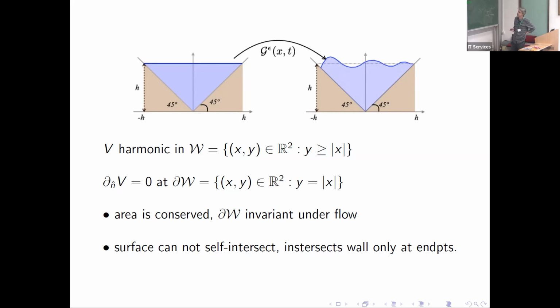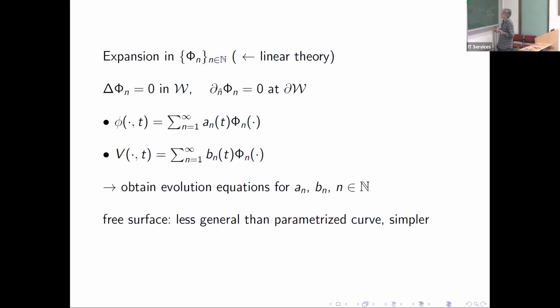Also, we can check, just by basic local existence theory of ODEs, that the surface cannot self-intersect and intersects the wall only at the endpoints. I mean, it cannot meet itself, and it cannot meet the wall except at the endpoint. So these are some properties that we are putting in the description of the free surface. One might say, well, it's too much, but we at least find it practical. We impose, in other words, a lot of constraints.